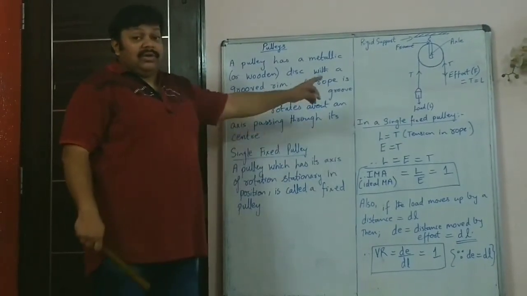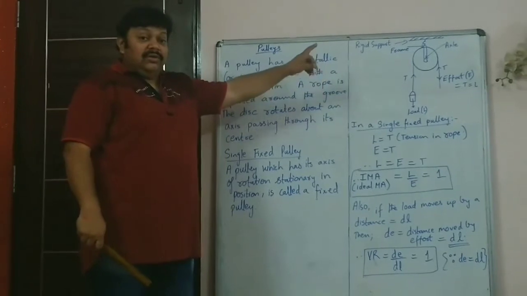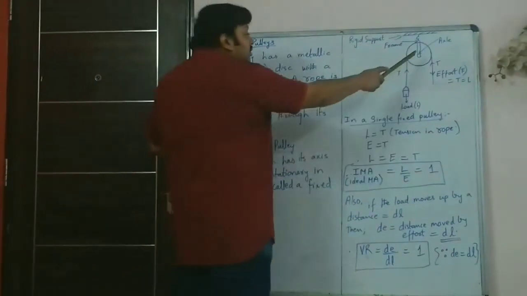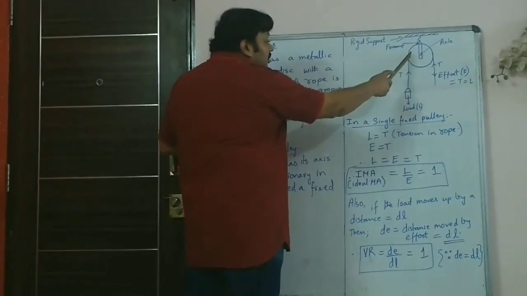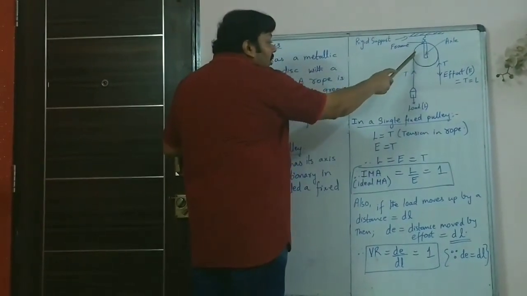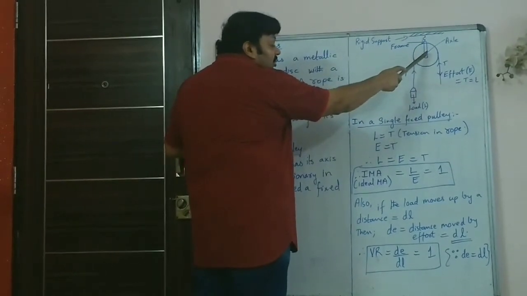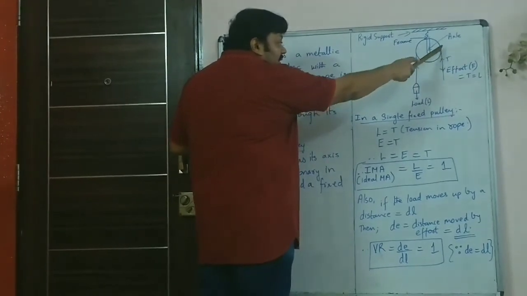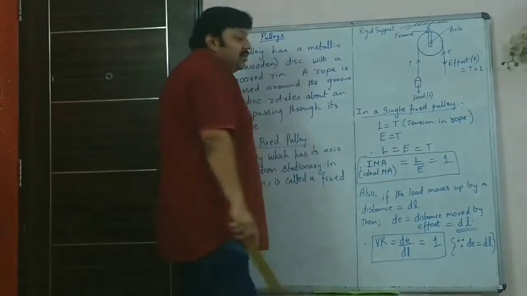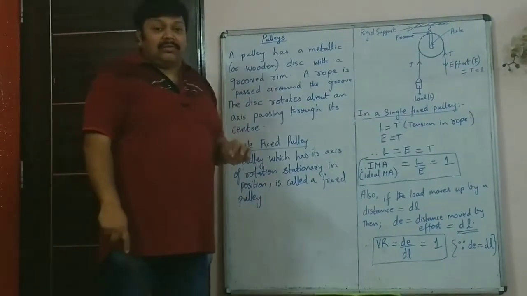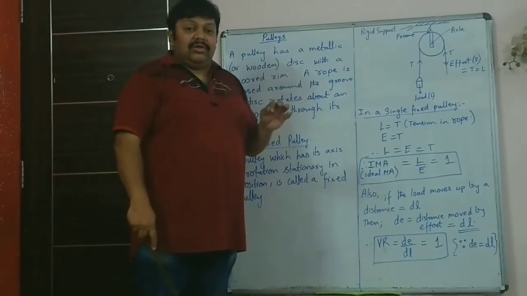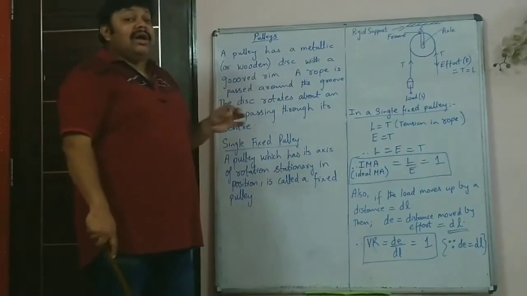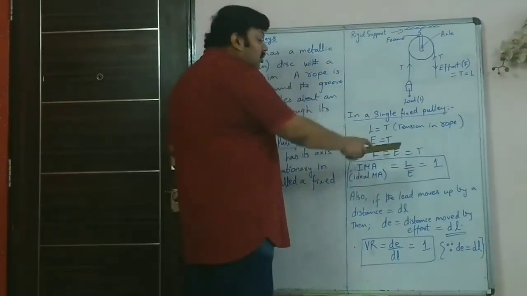Now even if you consider this single fixed pulley as a lever, then this is the fulcrum. This distance, from the rope here to the fulcrum, is the load arm. From this point where the rope is here to the fulcrum, that is the effort arm. Load arm and effort arm are the same. So MA for a lever is effort arm upon load arm, that is 1. That is, in the ideal case MA is equal to 1.